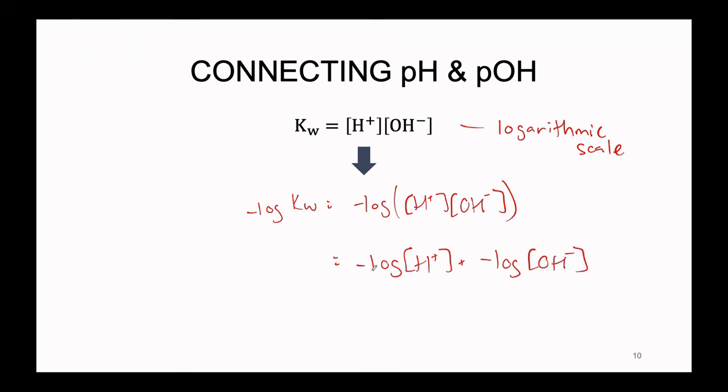So here now we have the negative log of H plus being added to the negative log of OH minus. This is equal to the pH plus the pOH. Now the negative log of Kw is also something we can explicitly solve for, since Kw is a constant. So the negative log of Kw is going to be equal to the negative log of 10 to the negative 14. This was the value we just solved for.